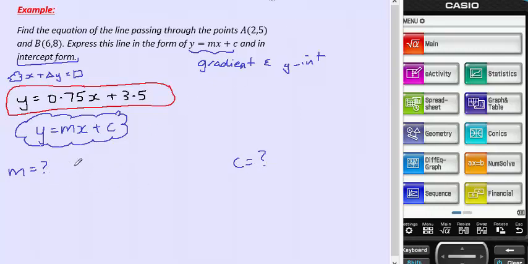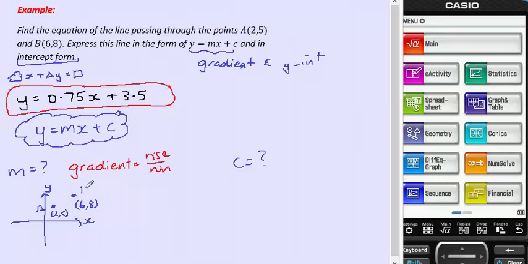M, of course, is the gradient, and the gradient is rise over run. There's lots of different ways I can work out the gradient, but as I've said, I love to do things as simply as possible. So what I'm going to do is sketch my plane and put my two points in there. Point A is at (2, 5), so it's going to be somewhere like that. There's (2, 5), and that's point A. This is pretty small. I should probably do this bigger. Point B is at (6, 8), which is maybe somewhere over here. (6, 8), and there's point B.